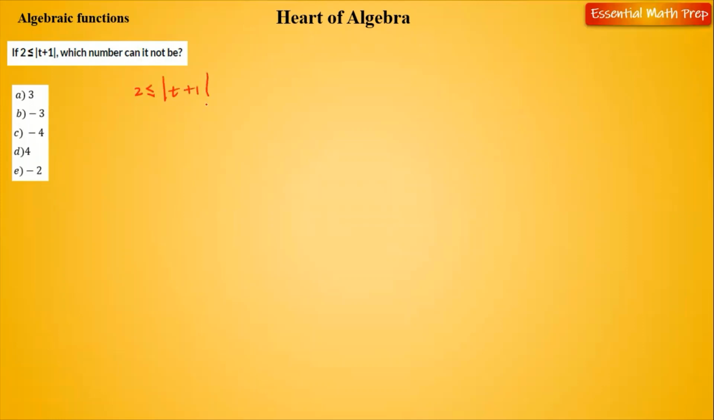This expression is constant for all of the 5 answer choices. So let's take answer choice A. What if you substitute 3? Well, that's 3 plus 1.